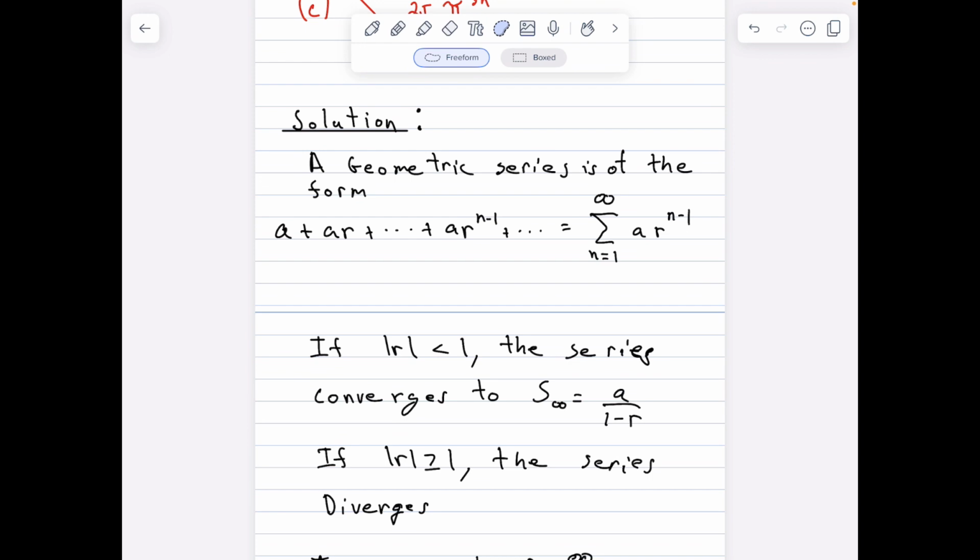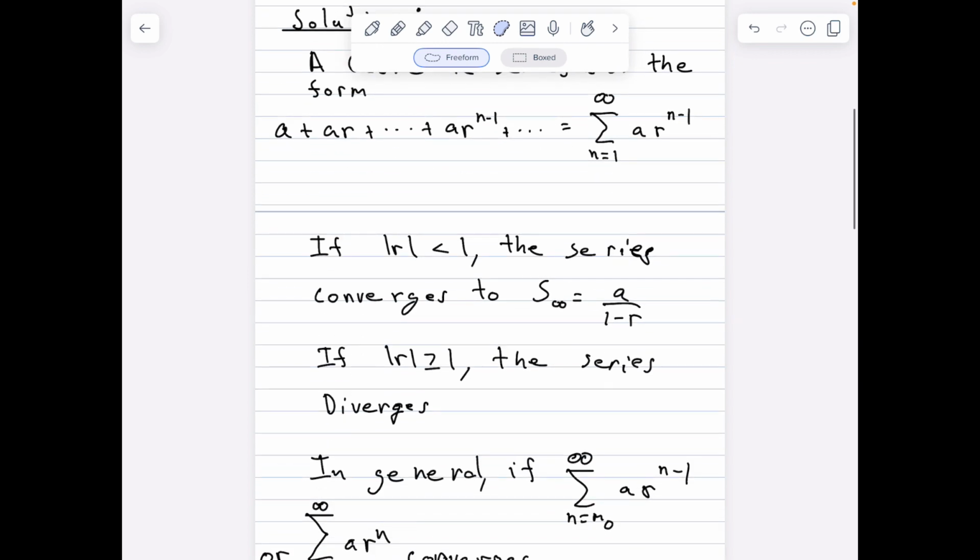Now, if the absolute value of r is less than 1, the series that you see there converges to a over 1 minus r. And if it's greater than or equal to 1, the series diverges.